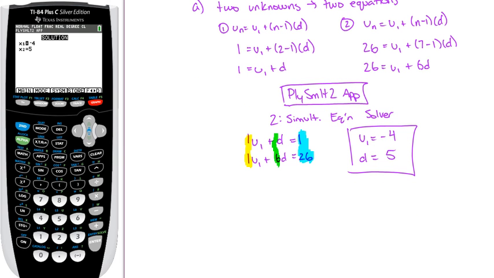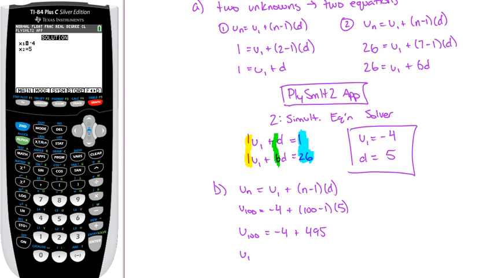So part B is looking for the 100th term. So now it's a little bit easier. un is equal to u1 plus n minus 1 times d. So u100 is what I'm looking for now. And now, because of the PolySmlt app, I know that u1 is -4, and I know that d is equal to 5. So when I'm looking for u100, I can easily just calculate 99 times 5, and then I can simplify that to find that u100 is equal to 491.